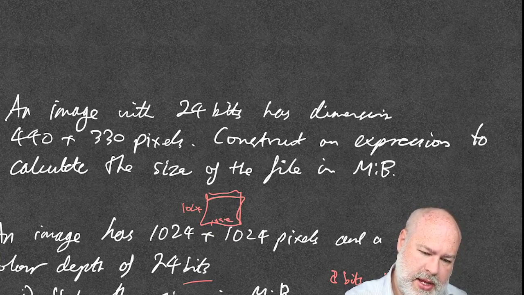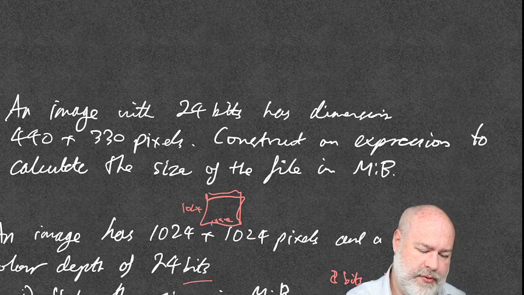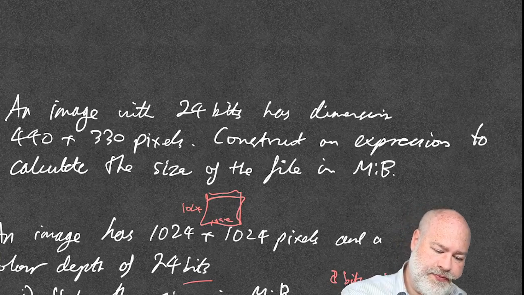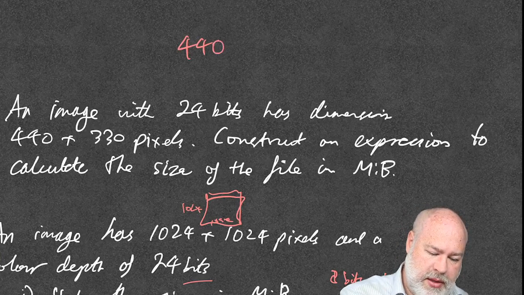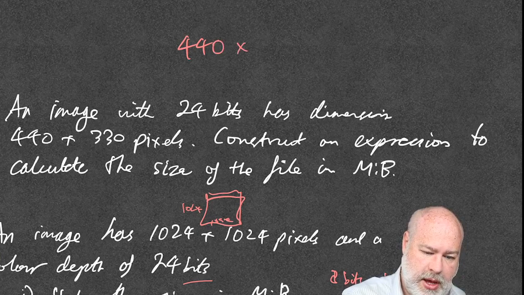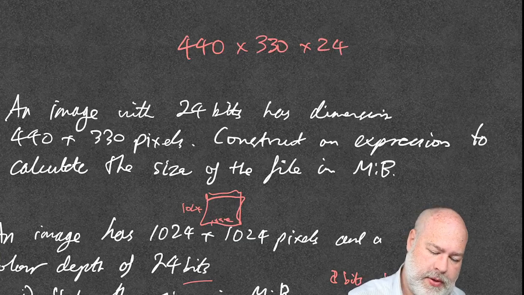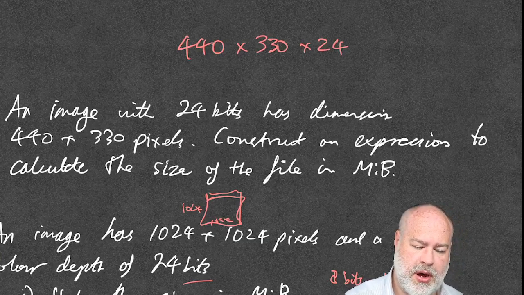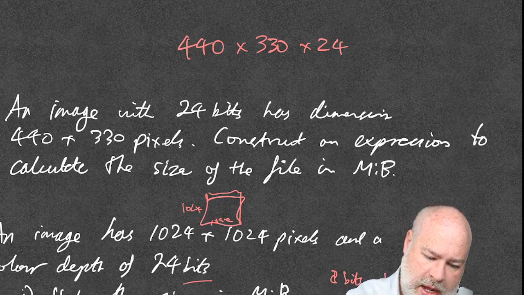So 24 bit is the bit depth, 440 by 330 pixels. Construct an expression to calculate the size of the file in megabytes. So we would do the width times the height times the bit depth. Okay, so that's definitely going to give you a mark. If this was a 2-mark question, you're going to get a mark for doing that.